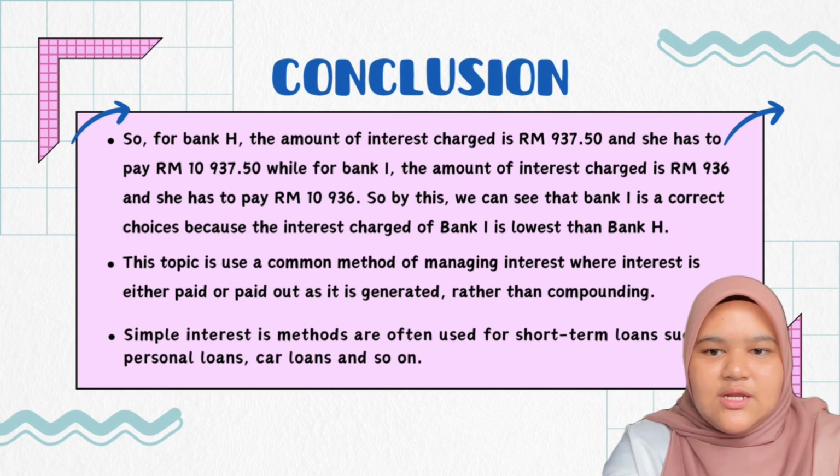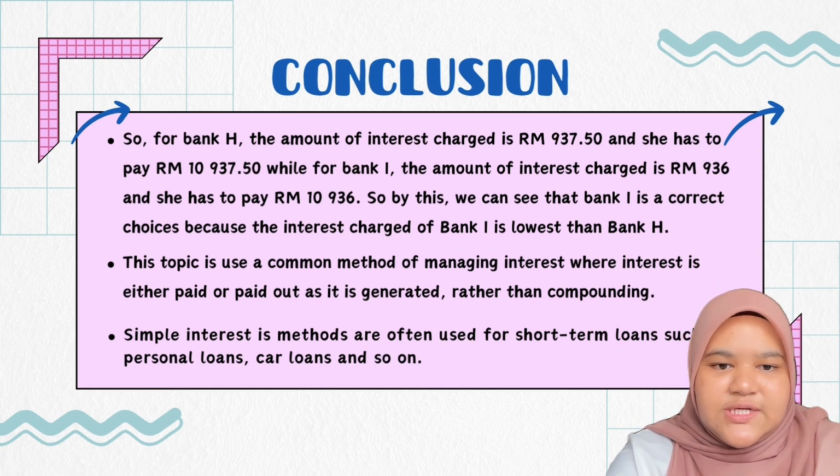Conclusion for the problem statement. For Bank H, the amount of interest charged is RM937 and 50 cents, and she has to pay RM10,937 and 50 cents. While for Bank I, the amount of interest charged is RM936 and she has to pay back RM10,936. So by this, we can see that Bank I is the correct choice because the interest charged by Bank I is lower than Bank H. Now, we're going to talk about the whole conclusion for simple interest.